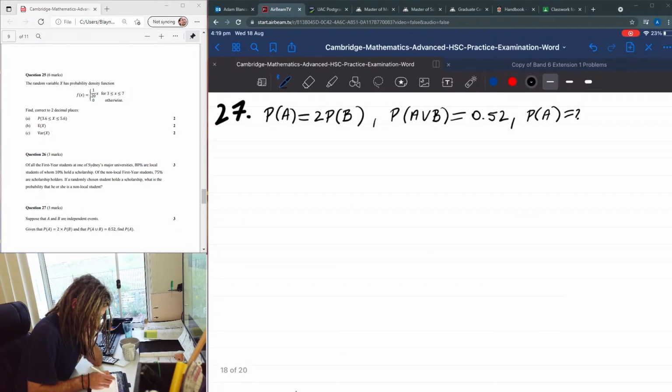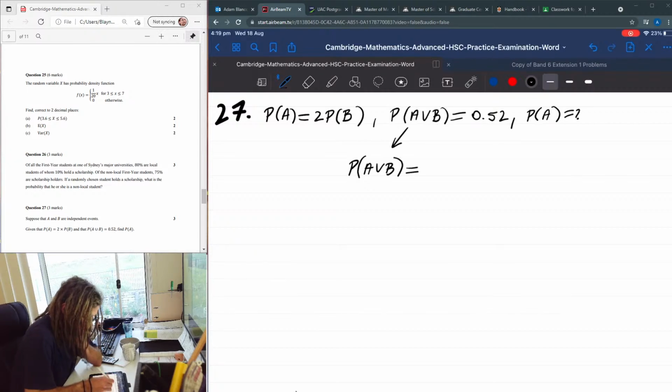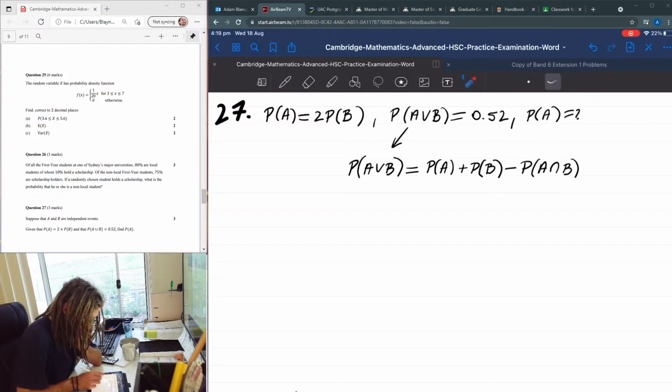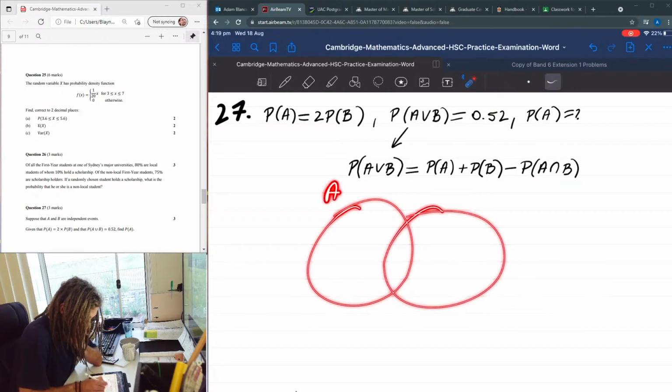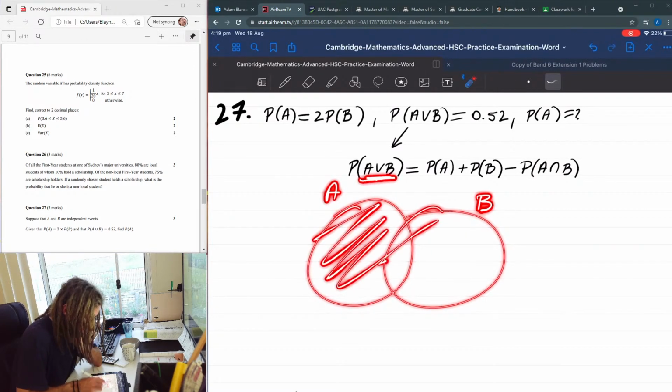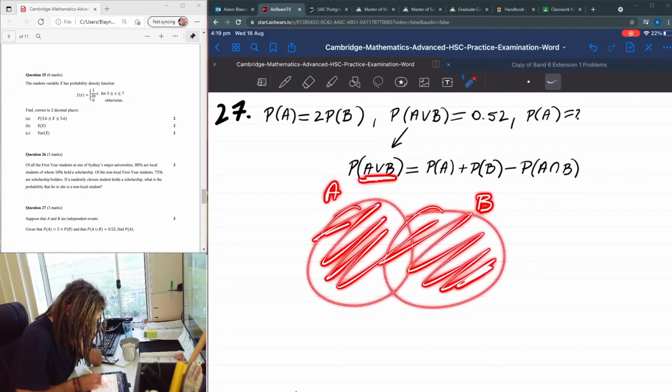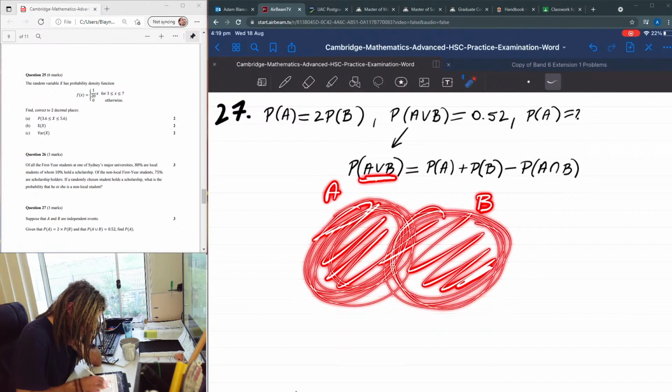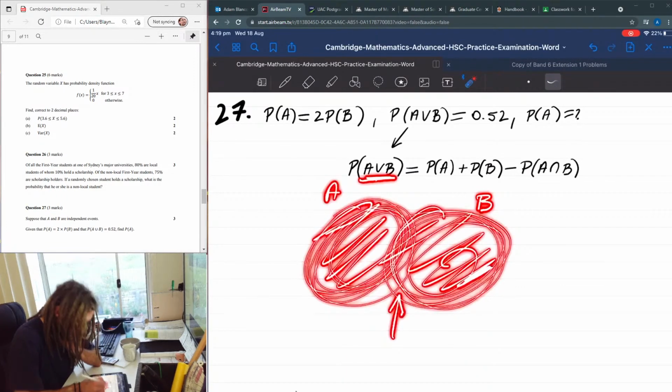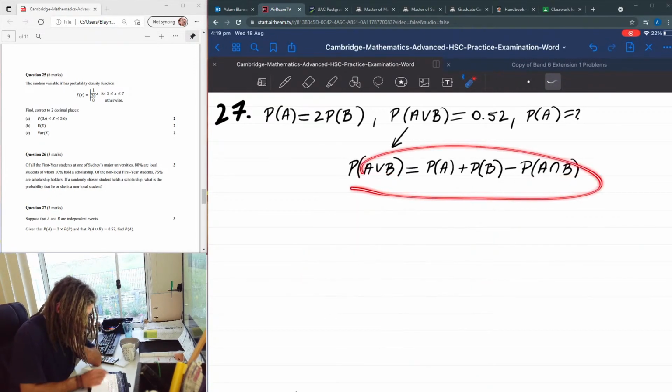Well, I'm just going to start with this. Probability of A union B. I'm pretty sure this is on your reference sheet. I certainly hope so. It's the probability of A plus the probability of B minus the probability of the intersection. And you can think of it like this. If I've got A and B, probability of their union is everything, right? So it's all of this plus all of this, but I've counted this middle part twice, so that's why I take it away. So that's the union formula.